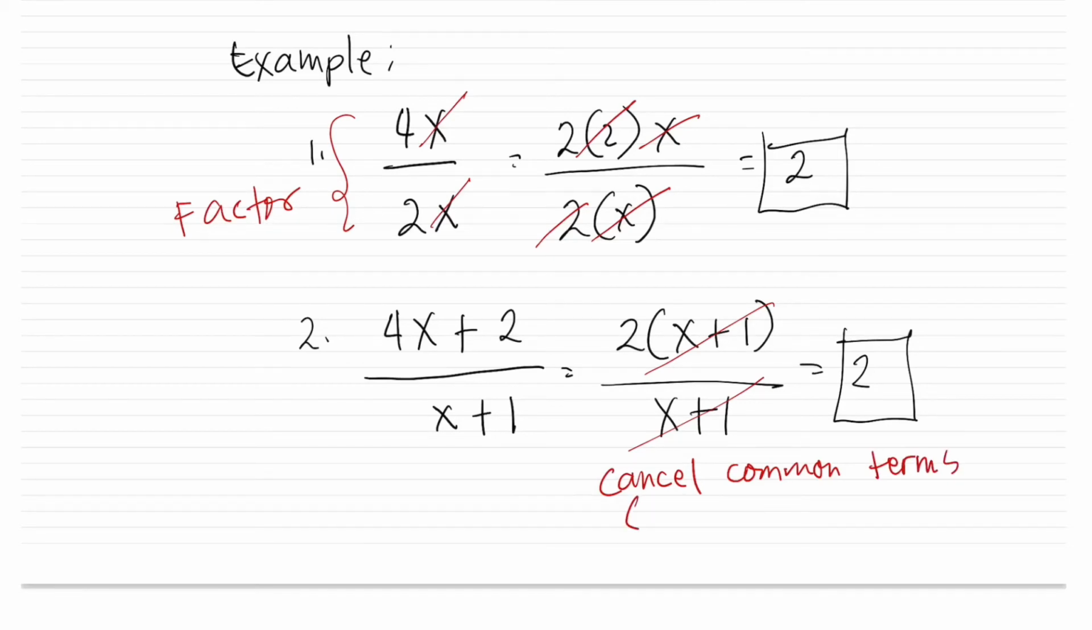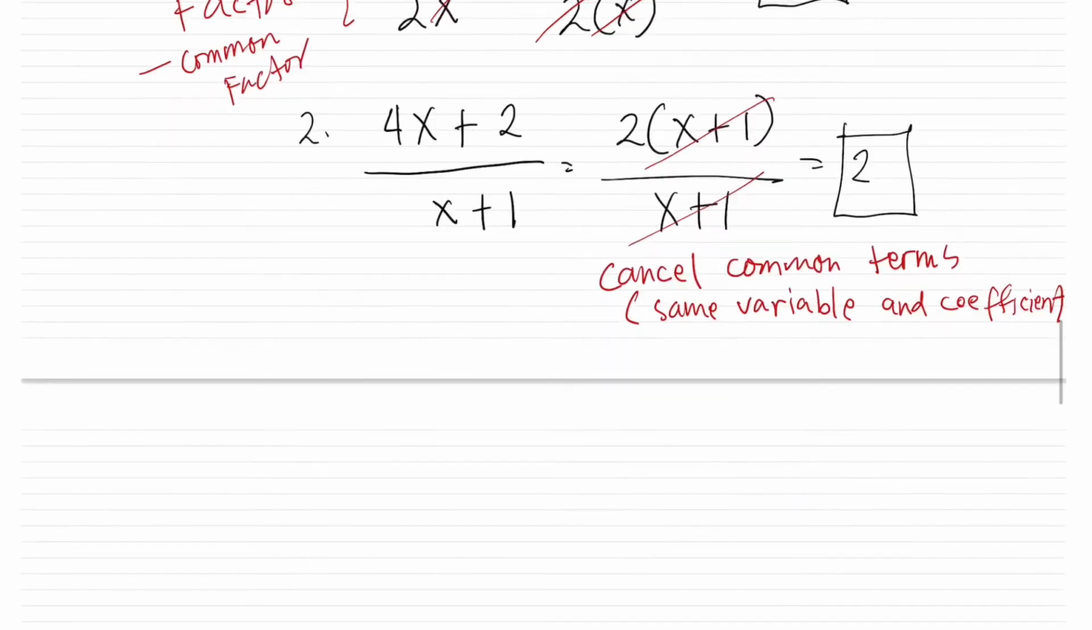Cancel common terms in the same variable and coefficient. That is how we divide algebraic expressions. We simplify them by using factoring, in the sense that we are going to use the common factor.